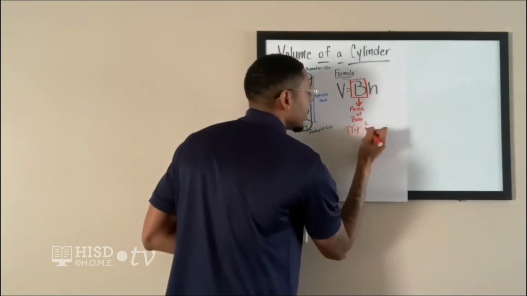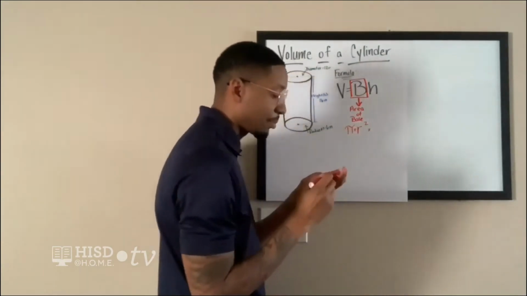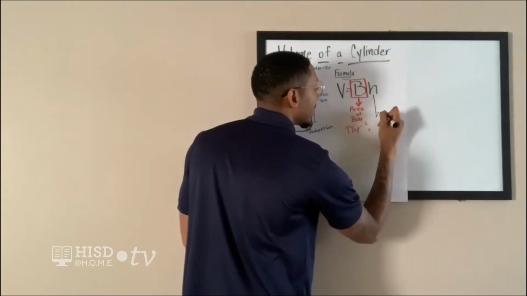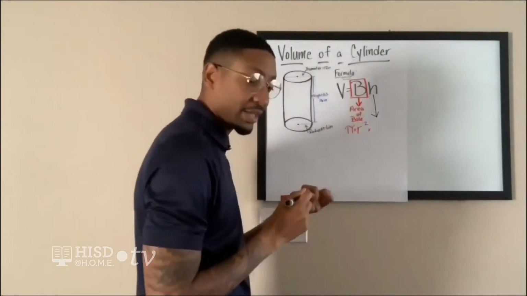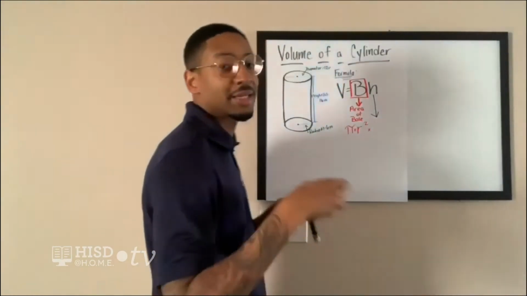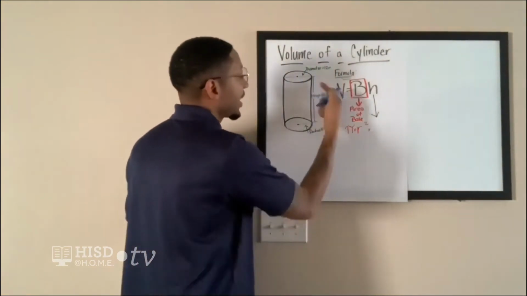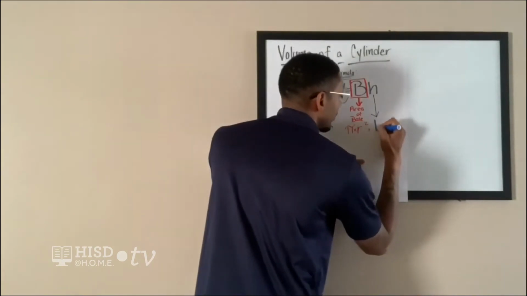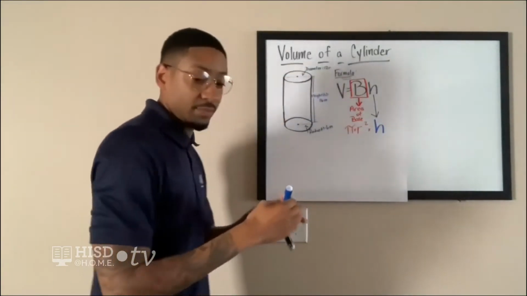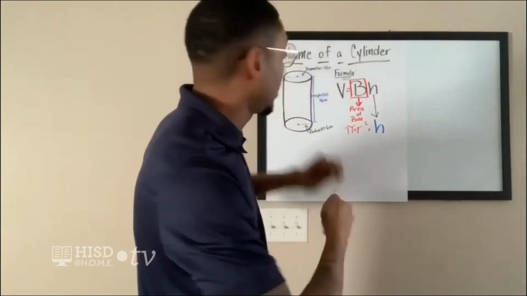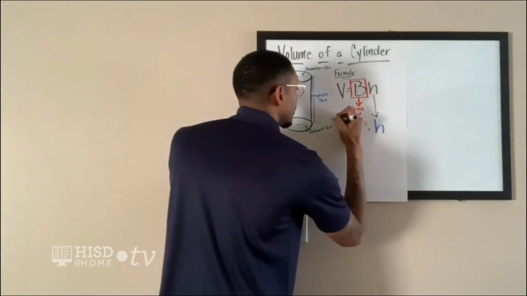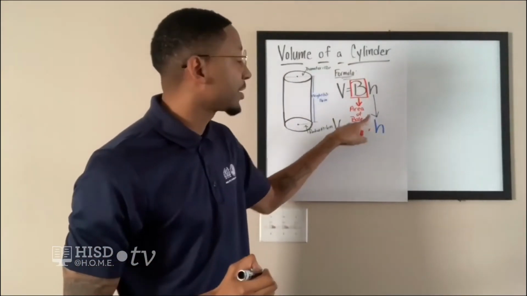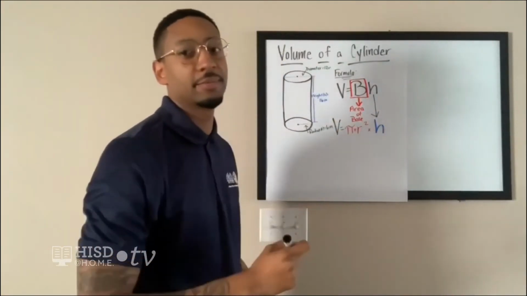Then we're going to continue our formula by bringing down the h, the height. We don't want to forget about that. Since I had the height in blue here, I'm going to write it in blue here, to keep our color scheme going. So now we have volume is equal to pi times the radius squared times the height.